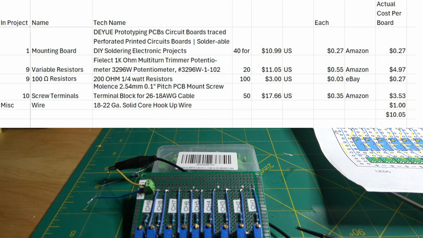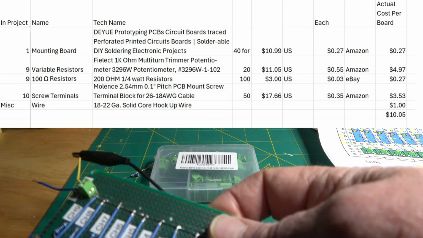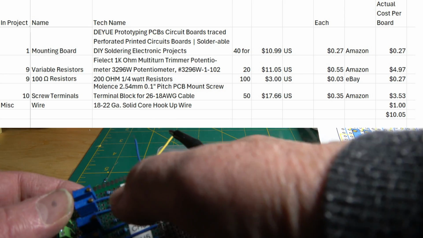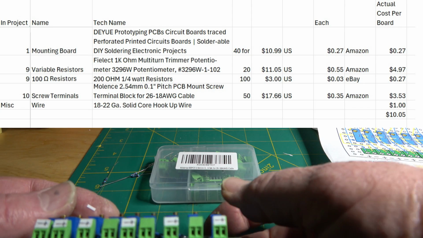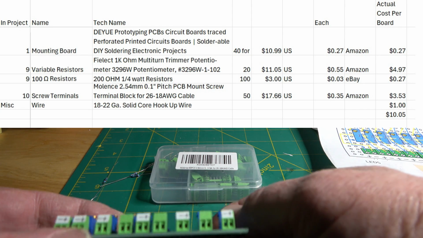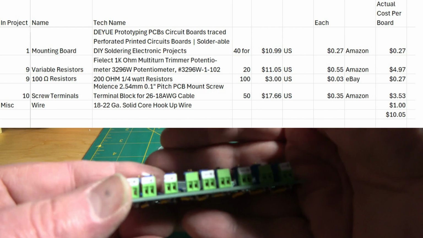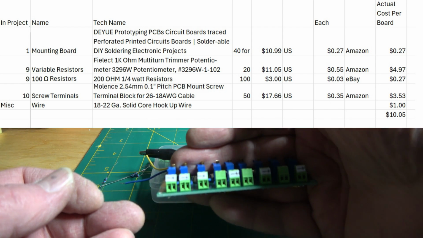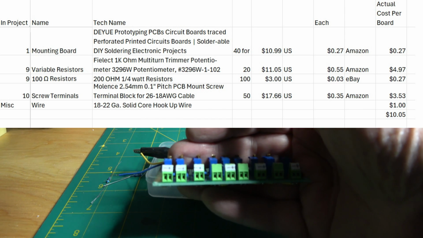I also needed some fixed resistors, and I have those in stock. I bought them on eBay. I bought about 100 of them, and they were $3. So I need 9 of those, and so those cost me 27 cents total. They're 3 cents a piece, and I'm sure that prices have gone up a little bit on eBay, but not that much, not for a resistor. Resistors are dirt cheap if you can buy them right.